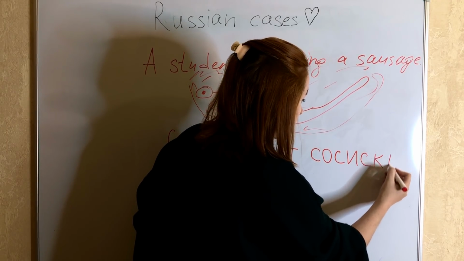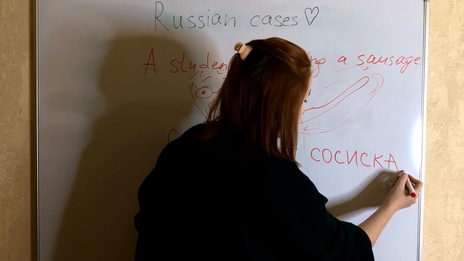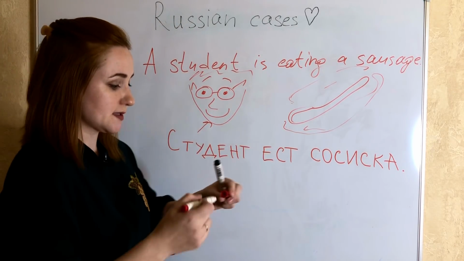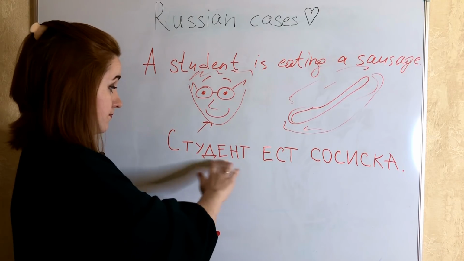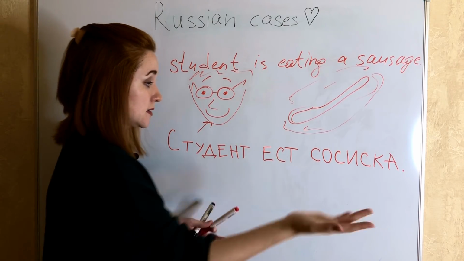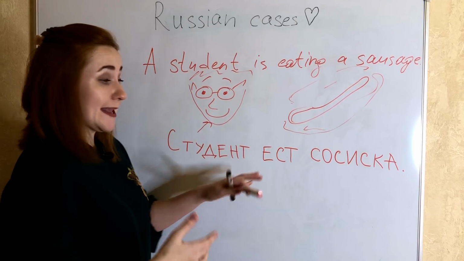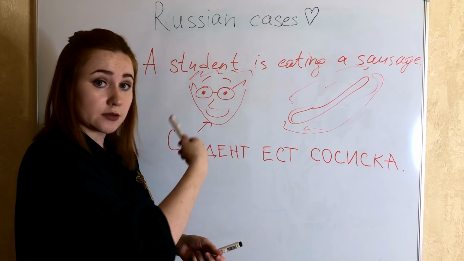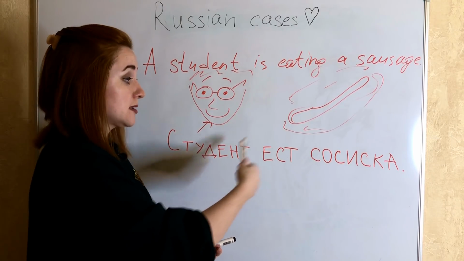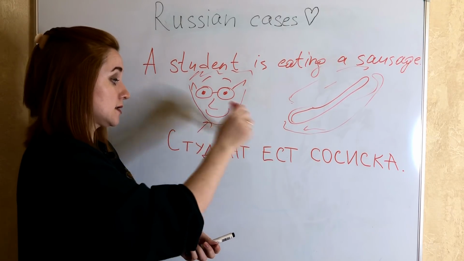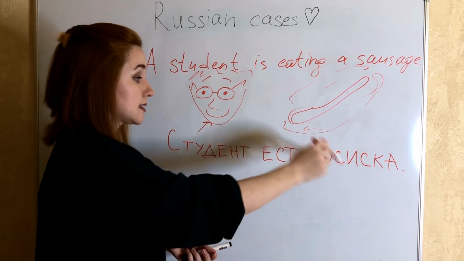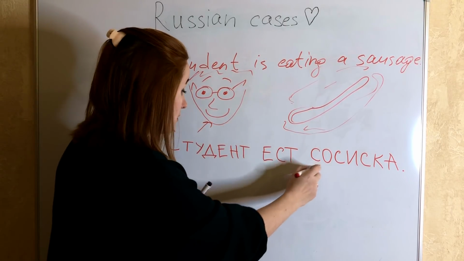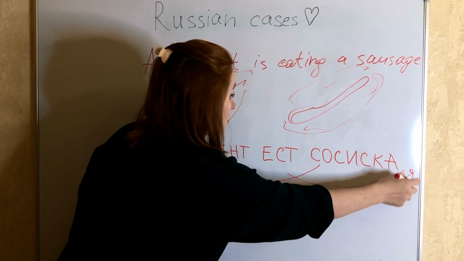Сосиска. Remember the stress. So, студент ест сосиску, or сосиска, right? But in Russian, we can say сосиска ест студент. Студент сосиска ест. Ест студент сосиска. Ест сосиска студент, and so on. So, we can put them in any order.